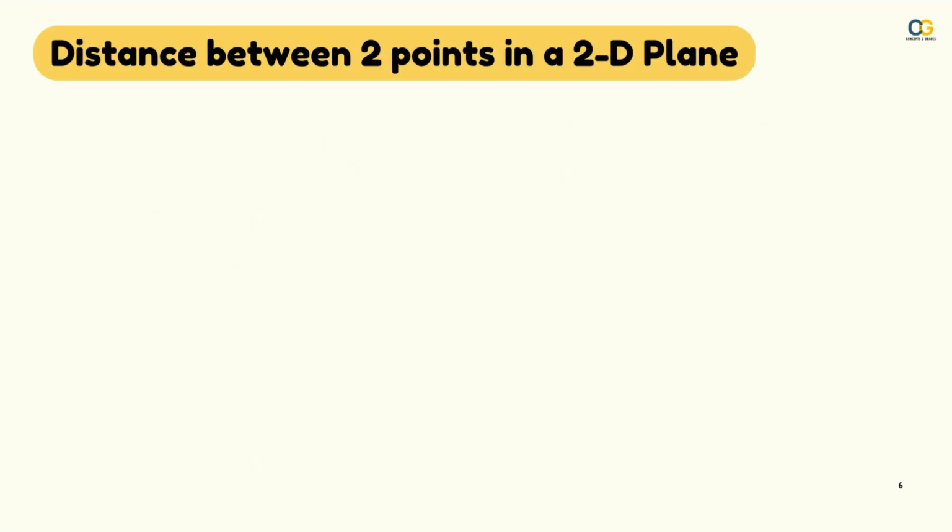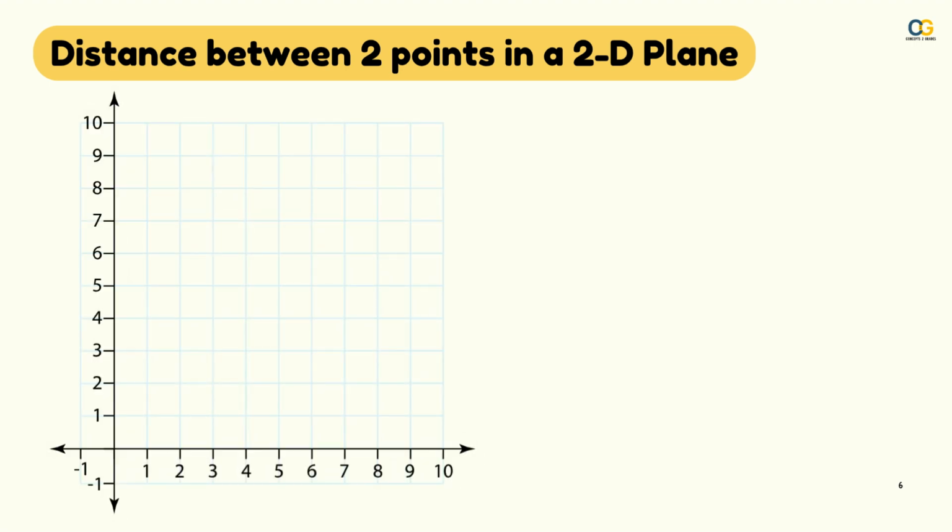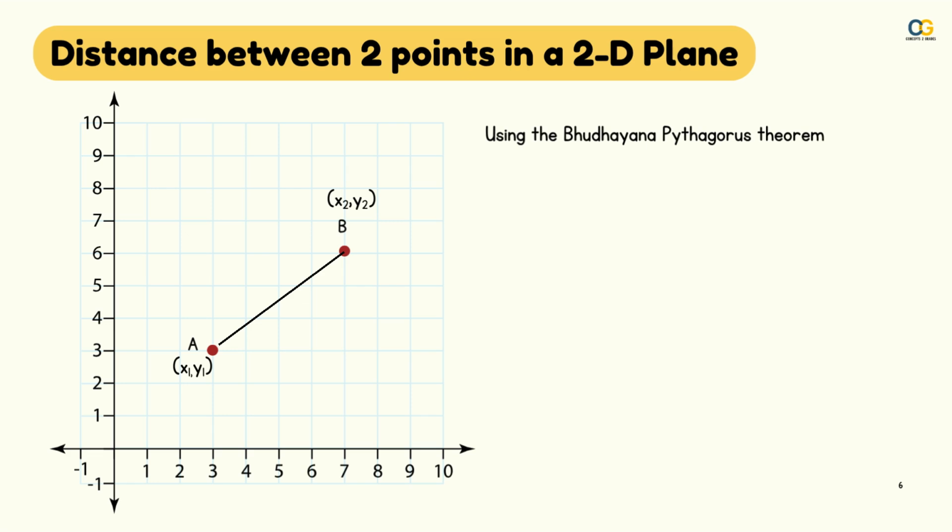Moving on to finding the distance between 2 points in a coordinate plane. In a 2D plane, let's say we have 2 points, A with the coordinates (x1, y1) and B with the coordinates (x2, y2). How do we find the distance between the 2 points A and B? Now we can use the Pythagoras theorem here to help us find this distance. We can make AB the hypotenuse of a right-angled triangle with the right angle at C by drawing so.